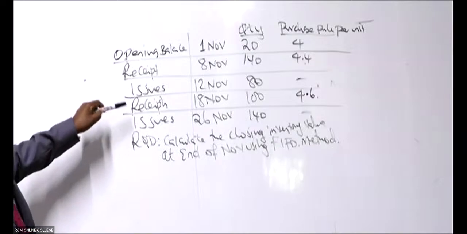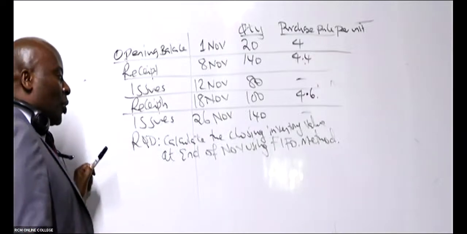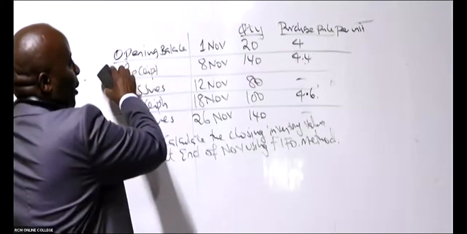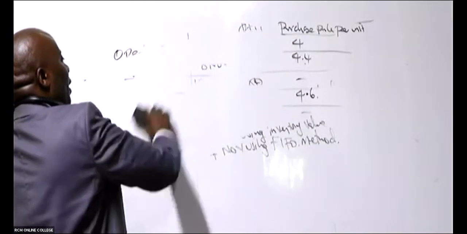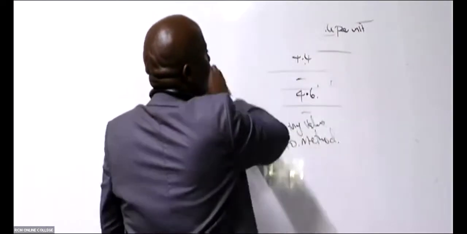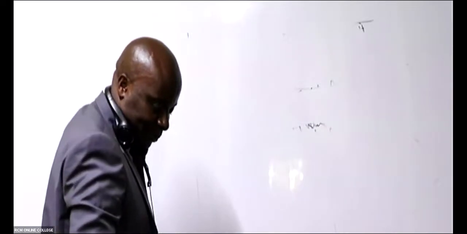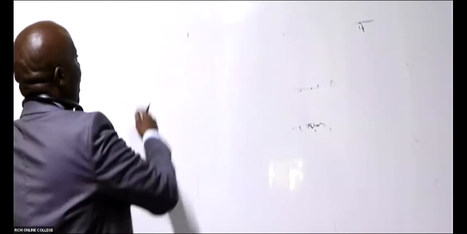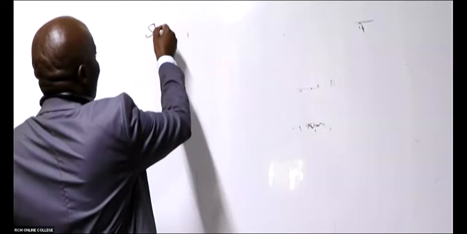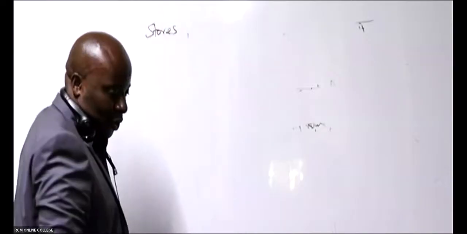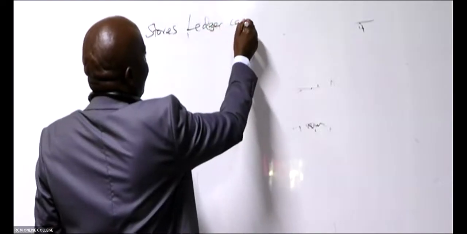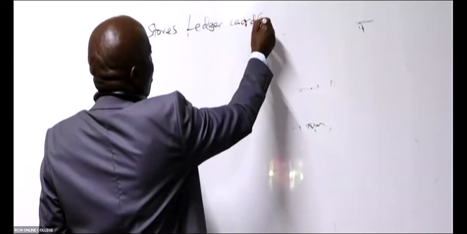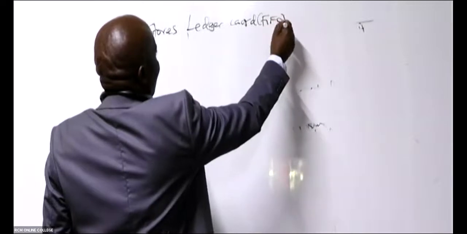And if that is the case, then we write the solution, stores ledger card. So now I can grab this. So we have there stores ledger card. And we are using a method called what here? First in, first out.